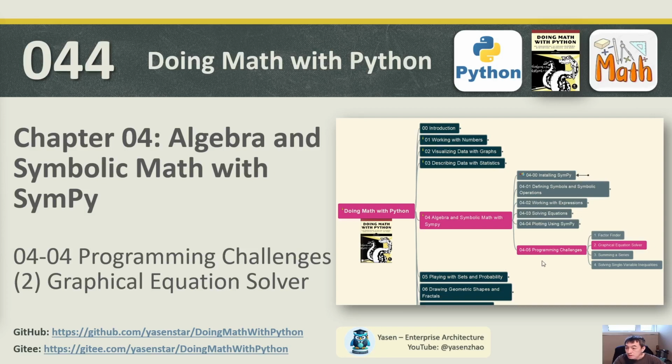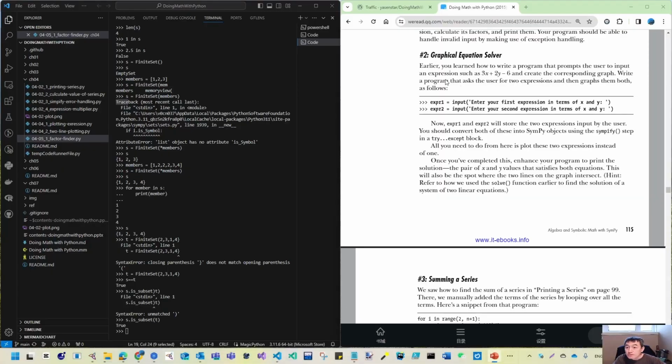Let's move to the second part of this program challenge for algebra and symbolic math. It's called the graphical equation solver. So we will take the equation, find the solution, and then plot that onto our graph. For the two equations, we know we can use this way to get inputs.